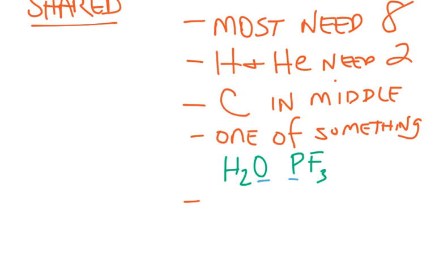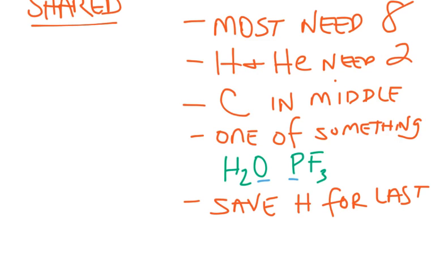The only other rule or kind of advice I have for putting these puzzles together is save your H's for last. Because hydrogens can kind of cling on to any electron that's there, you always want to save them for last and fill in whatever spaces you have left. So let's look at water as an example. Water's a great one. You know the formula H2O. If you look at the rules I just gave you, you want to start with oxygen.